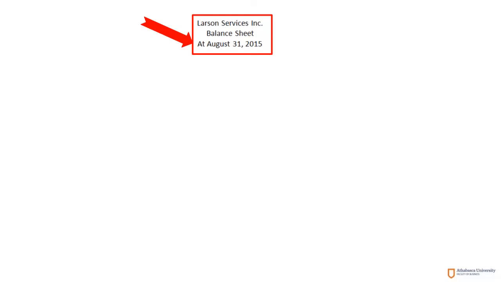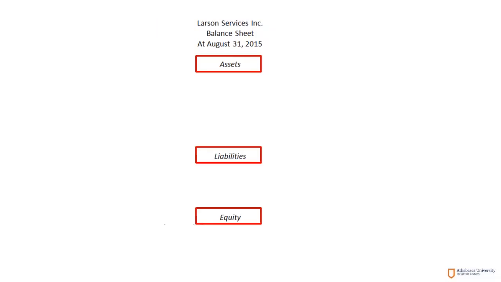Notice that the date line on the balance sheet is very different than on the income statement and statement of changes in equity. Here, the date line is a point in time. This is because the balance sheet shows balances on a specific date. The balance sheet includes 3 sections: assets, liabilities, and equity. Recall that the balance sheet is the accounting equation: assets equal liabilities plus equity.